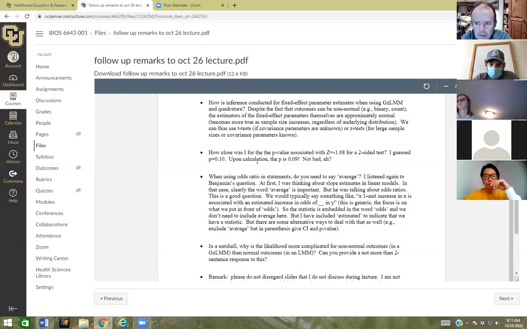But if you have an odds ratio, typically you don't say average, okay? Because the odds ratio has the statistic embedded in that word. So you can say estimated odds ratio, or something like that, or the estimated odds increase by a certain amount for a 1 unit increase in X or something like that. So typically it's okay just to say odds. So again, the odds encapsulates the statistic when you say that.